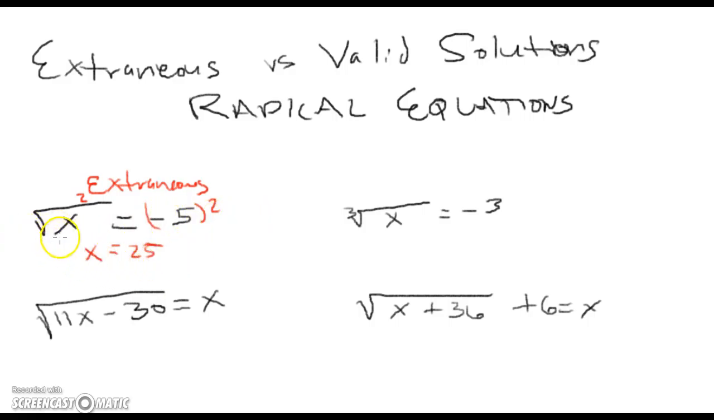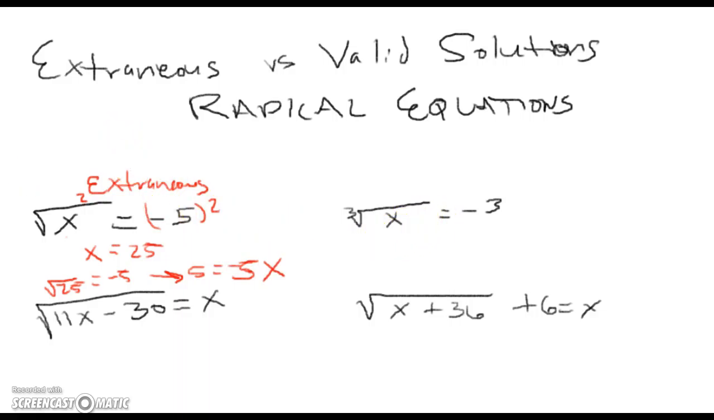If I plug that 25 back in here to recreate the equation, so the square root of 25 equals -5, and then I simplify, and I end up with a new equation, square root of 25 is 5, equals -5. This equation is not true. That's what makes it extraneous.